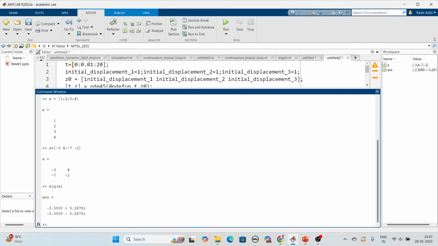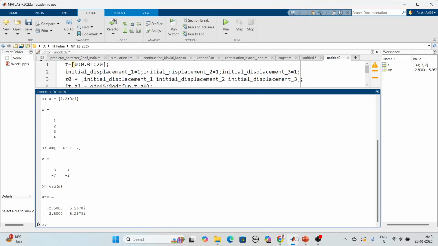eigenvalues. Now, since I have the value of the eigenvalues, what do I have to do further? Nothing. I have the values of the eigenvalues, A plus minus IB. Now, for the A value, I can see that the value of A is negative. Negative means what? That it is going to spiral in.